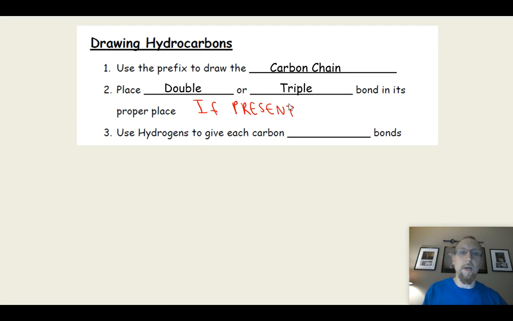And then we use the hydrogens to give each carbon 4 bonds, right? Remember, carbon has 4 valence electrons, so it needs to form 4 bonds to fill its valence shell. Each bond gains an electron in that shared pair. So carbon's always got to form 4 bonds. So you want to make sure every carbon has 4 bonds in your final molecule that you're drawing.